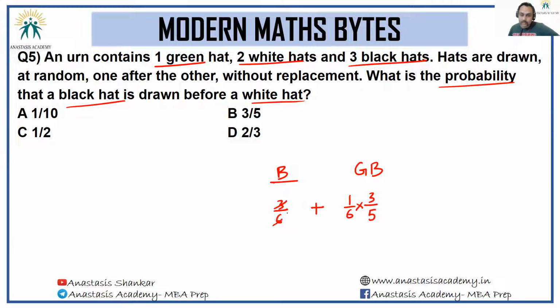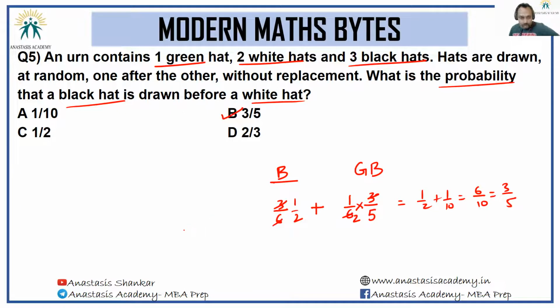So we get cancel, 1 by 2 here, cancel, 1 by 10 here. So we get how much? Half plus 1 by 10, or altogether 6 by 10, or altogether 3 by 5 is the probability.